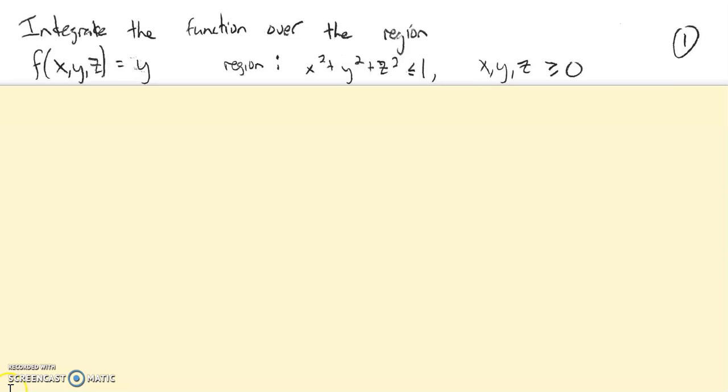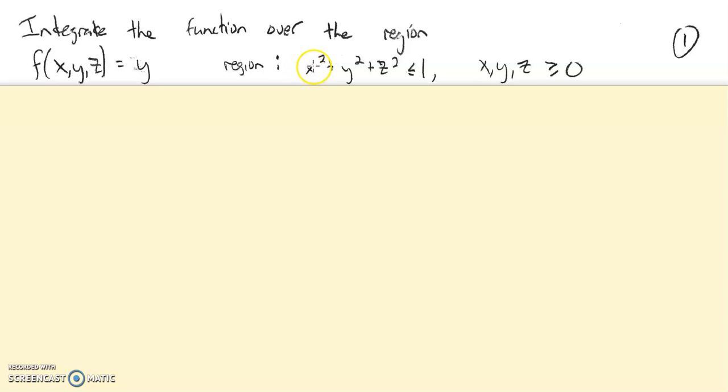It is spherical coordinates. We're gonna do three problems. They get kind of progressively more complicated as we move along. So here I tell you the function that I want you to integrate. F of x, y, z is just y, so it's just one variable.